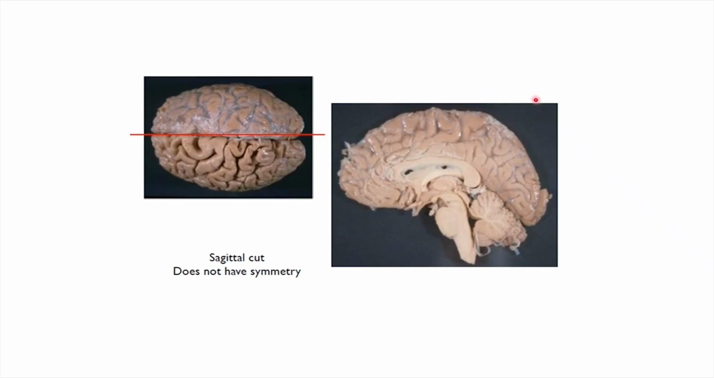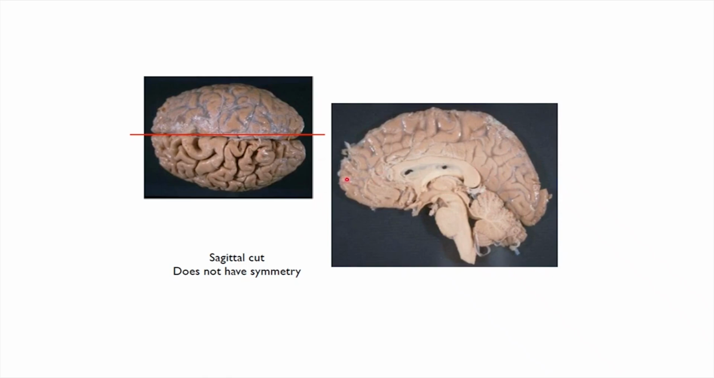And finally, this is a cut along the third plane, which you can see in this figure here. So we are looking at the brain from the top, and if we cut along the midline, like here, then this is the image that we would get. So this kind of a cut is called the sagittal cut. You can also call it medial cut, but sagittal cut is the scientific term. And this now produces an image that does not have left and right symmetry.